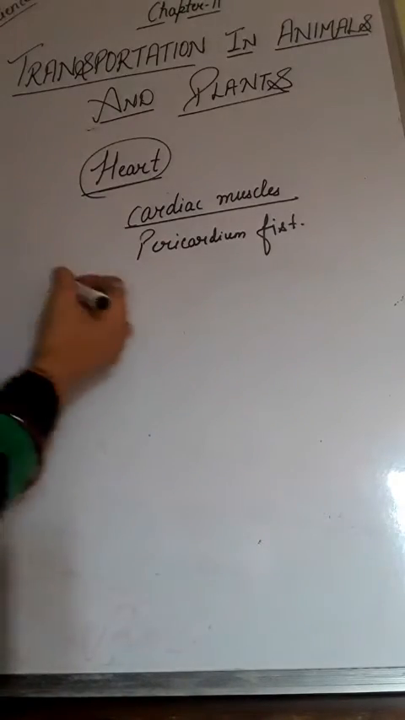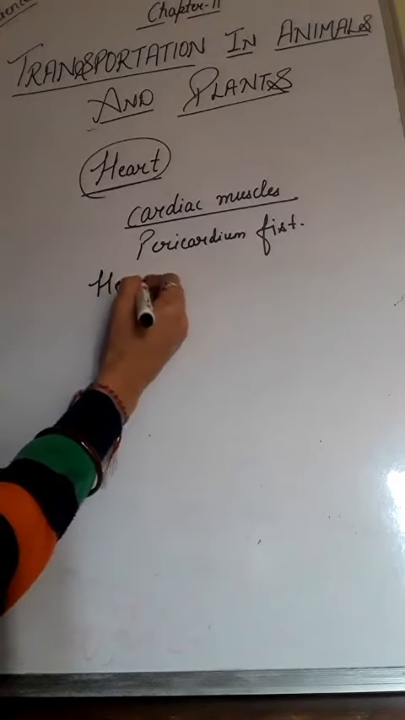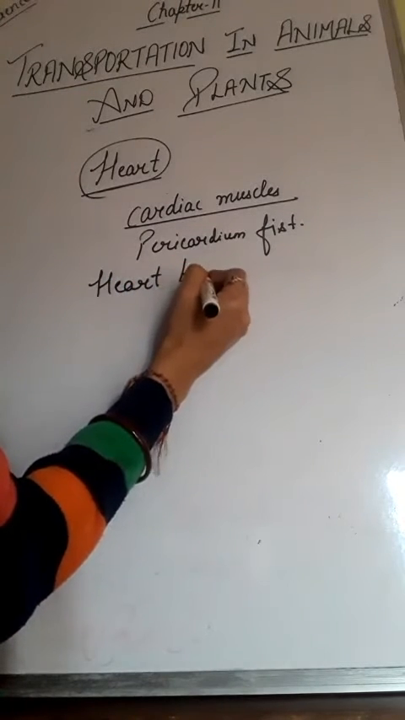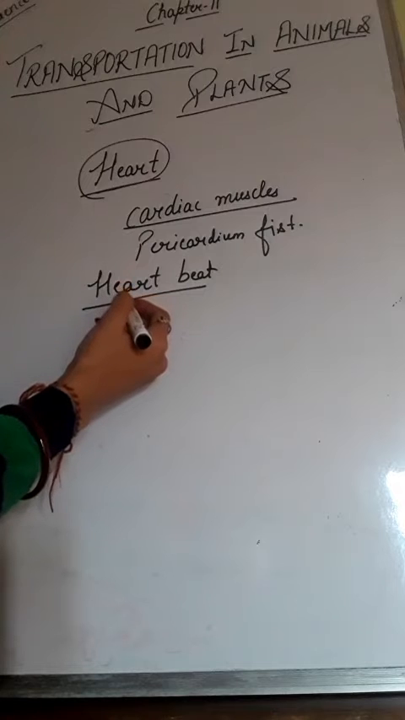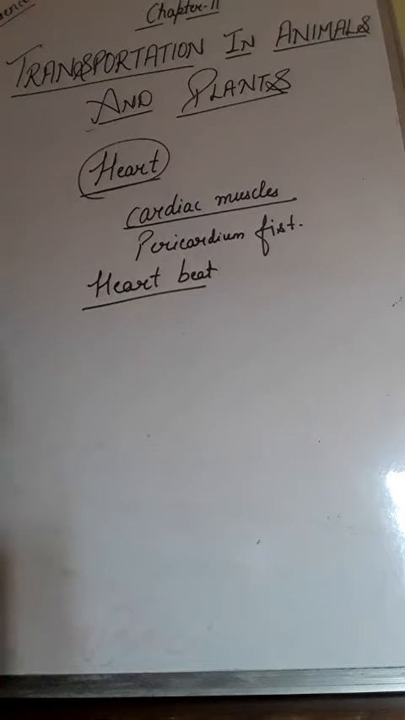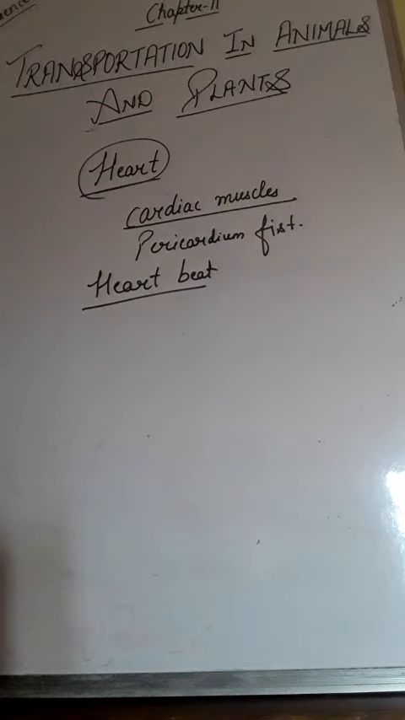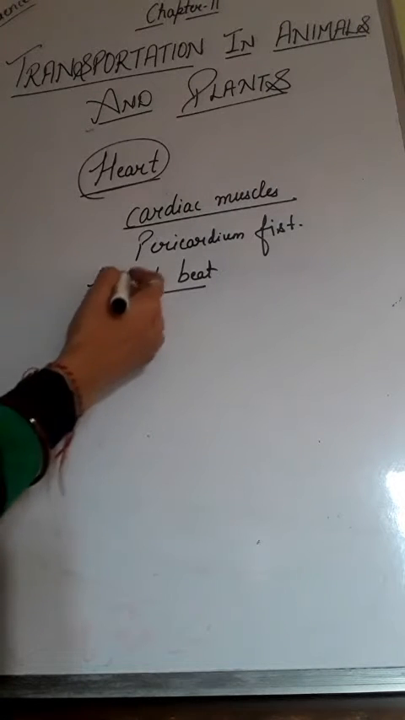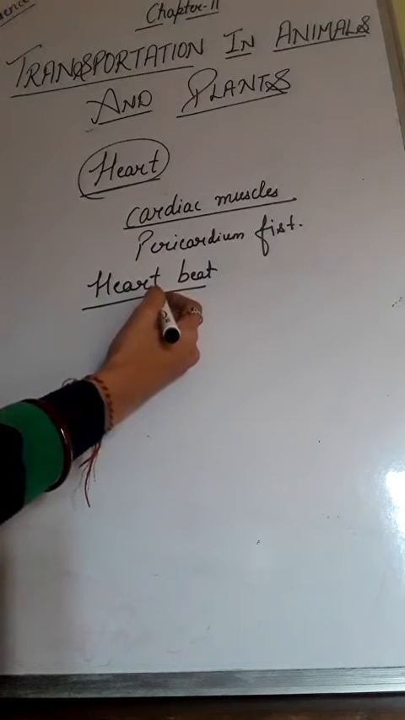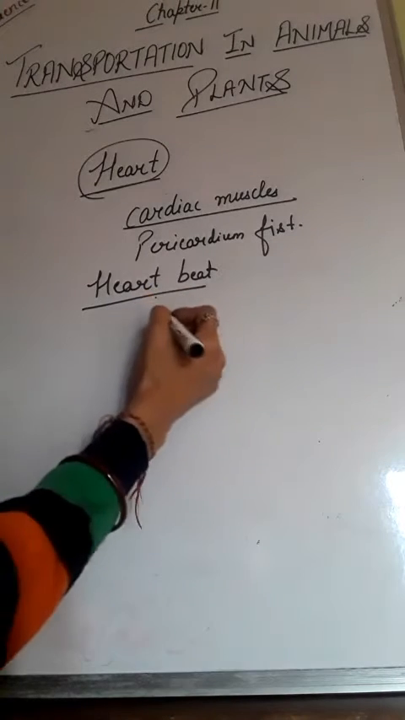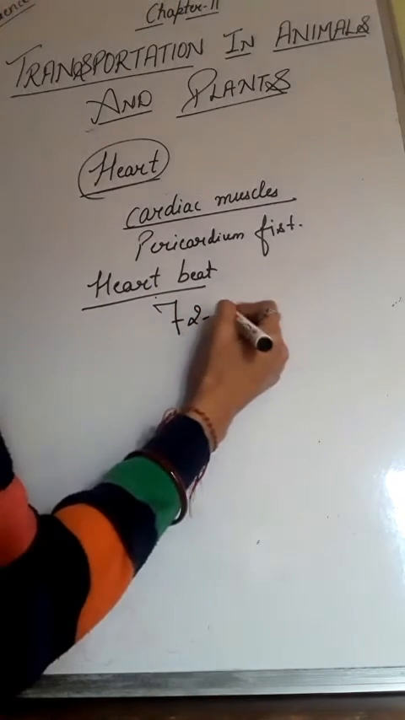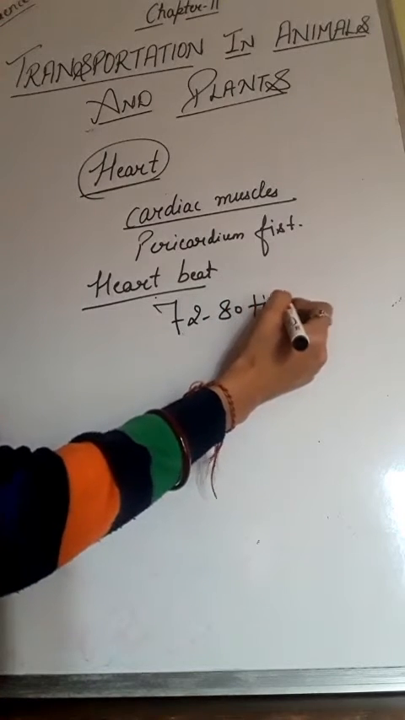Now the next topic is heartbeat. Heartbeat is the rhythmic contraction and relaxation of heart muscles that produces a specific sound of lub-dub. The average heartbeat of an adult person is 72 to 80 times per minute.